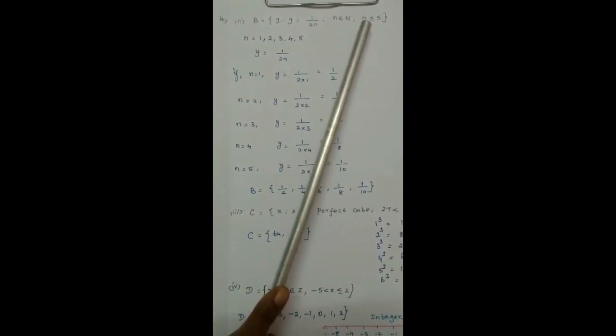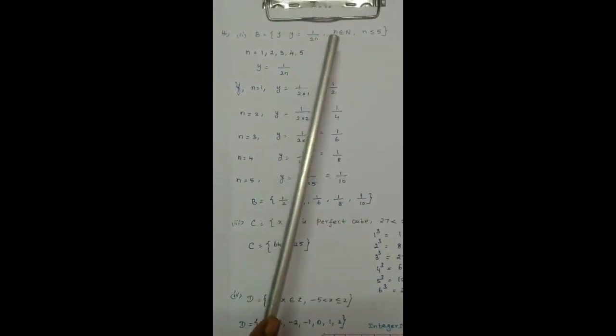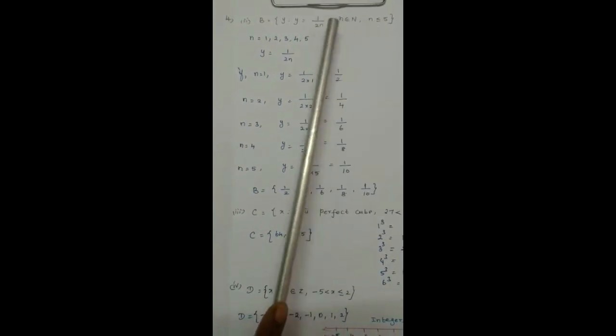Exercise number 1.1, fourth question. B is equal to the set of all y, where the colon denotes such that. B is equal to the set of all y such that y is equal to 1 by 2n where n belongs to capital N and n is less than or equal to 5. Given that this set is represented in set builder form, these are the rules.